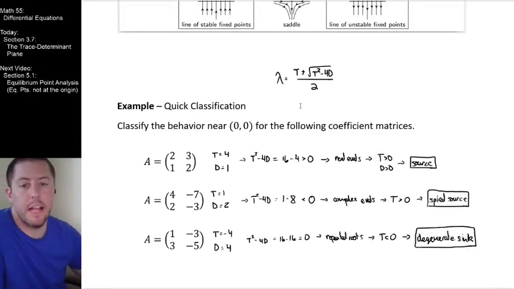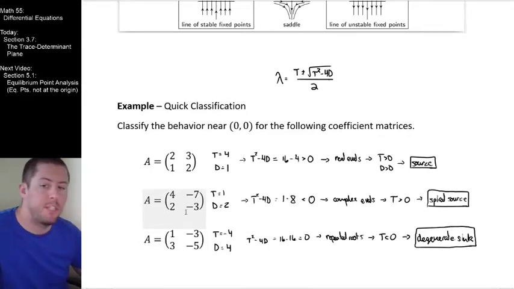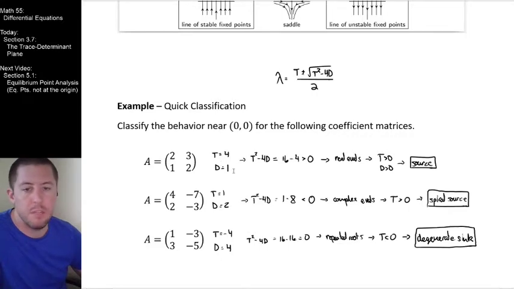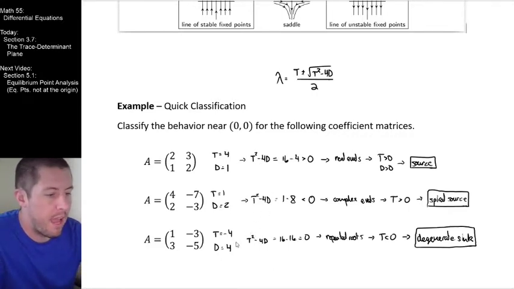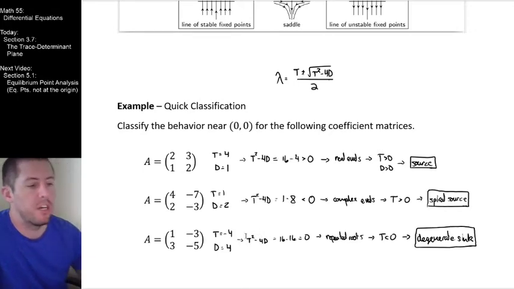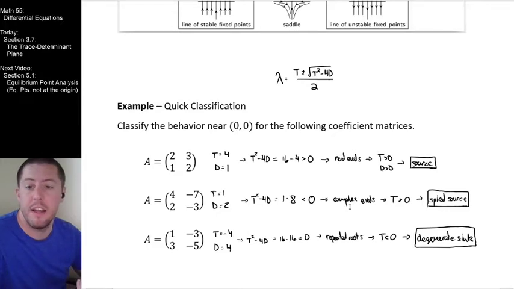So real quick classifications right here. We're classifying the behavior near the origin of a system of differential equations by barely doing anything at all. I'm just taking very basic use of some quantities in linear algebra, very basic use of the quadratic formula, and just applying them to a picture of the trace determinant plane and ending up with classifications of any of our possible outcomes near the origin. So this is really cool that we can do this very quickly.